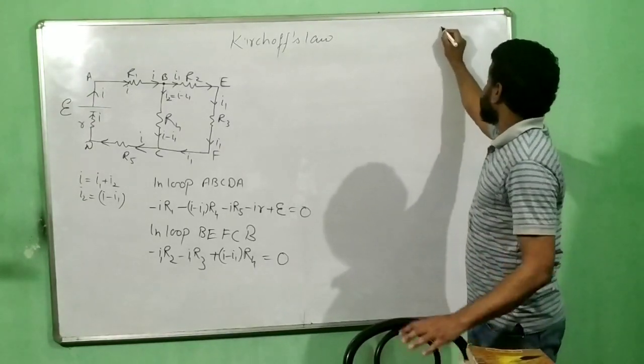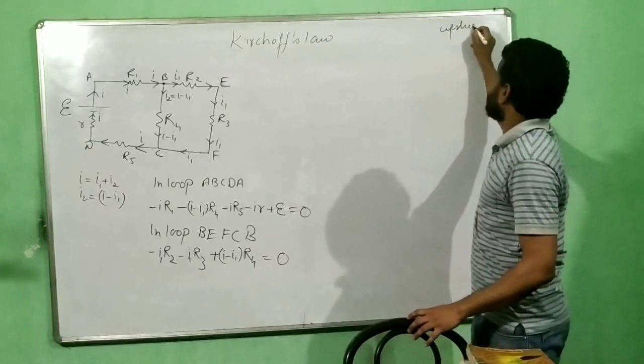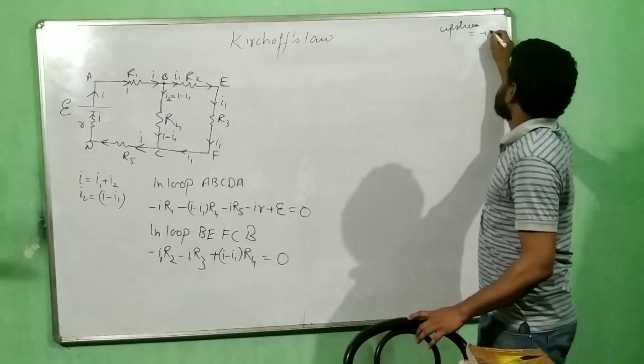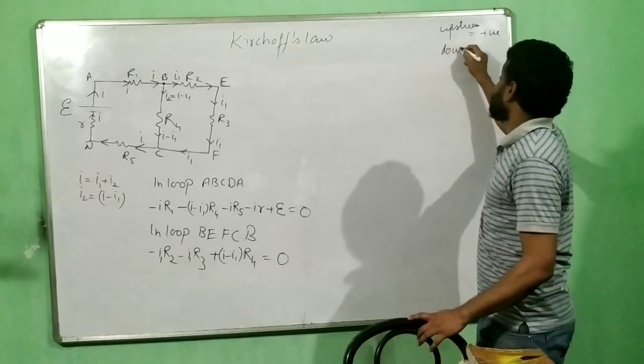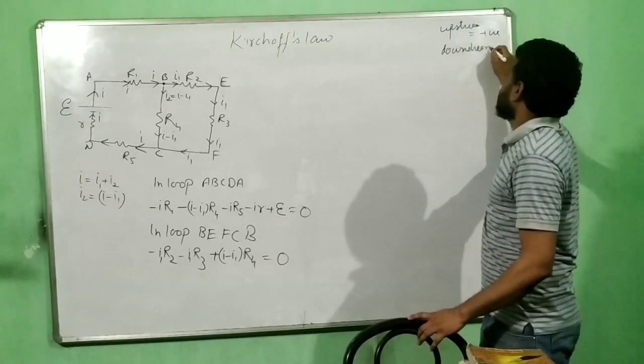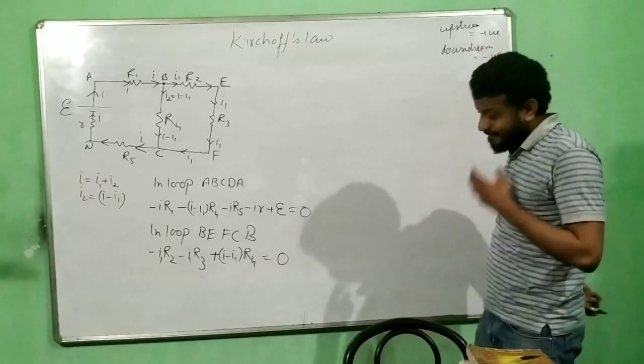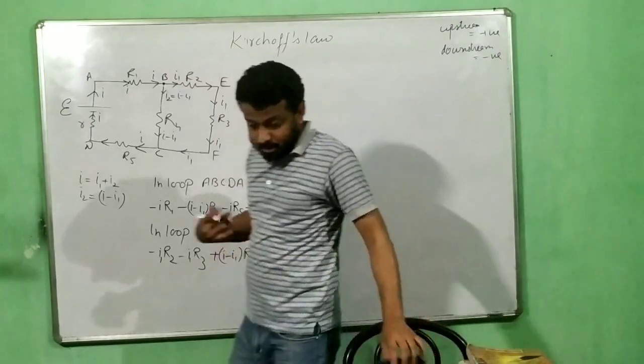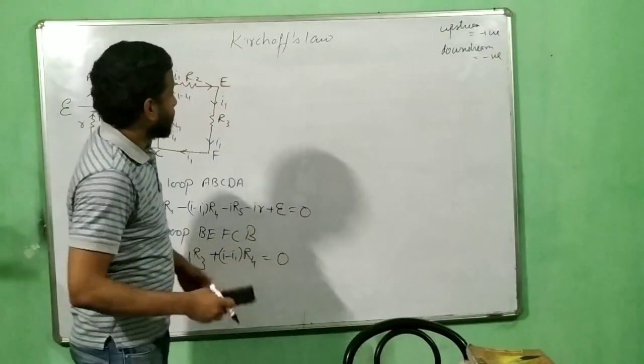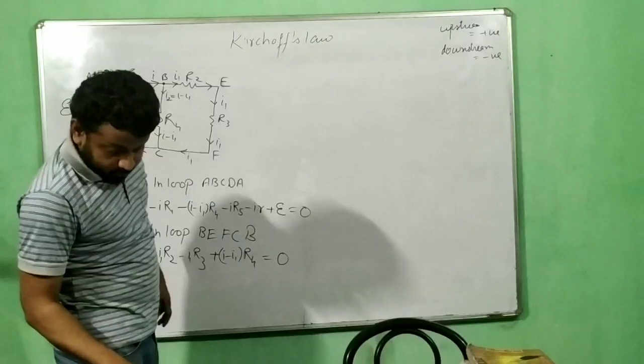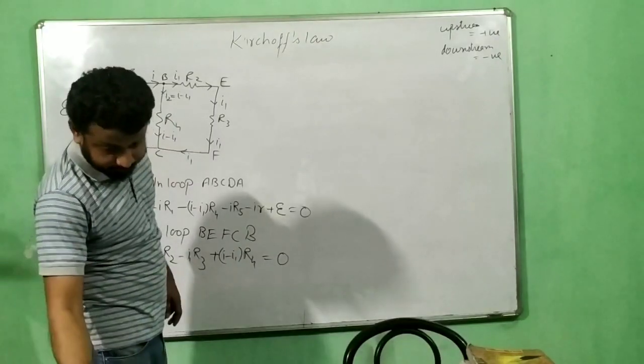So I will write it again here. Upstream is positive and downstream is negative. Downstream means high to low. Okay, we will discuss one more question over here.